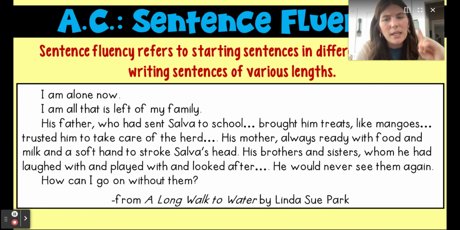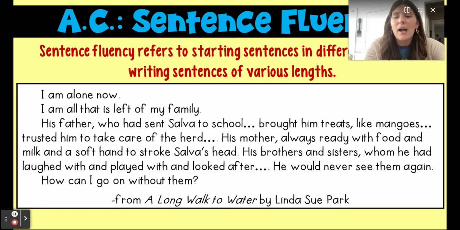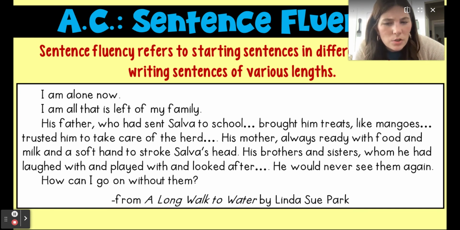I am alone now and I am all that is left of my family. His father, who had sent Salva to school, brought him treats like mangoes, trusted him to take care of the herd. His mother, always ready with food and milk, with a soft hand to stroke Salva's head. His brothers and sisters, whom he had laughed with and played with and looked after. He would never see them again. How can I go on without them?